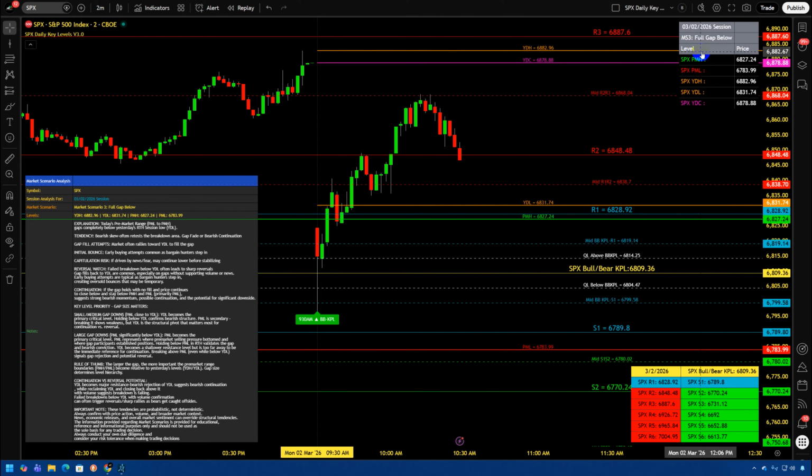The market scenario for today's session is also shown on this table here for the PMH, PML, YDH, YDO, and YDC levels. As you can see here, it's full gap below, same as shown here on the market scenario analysis table.